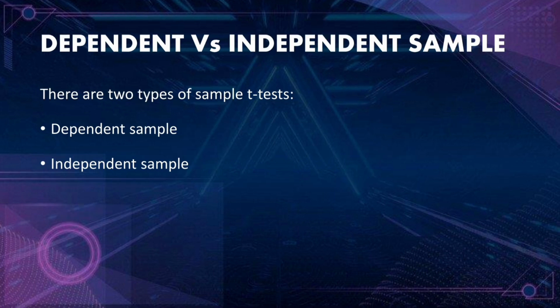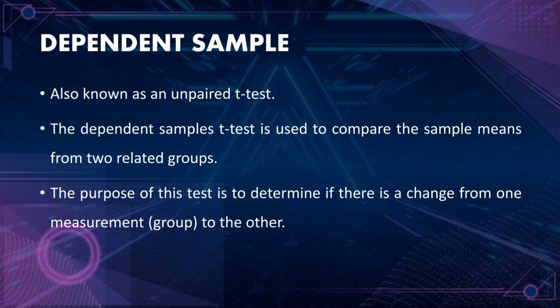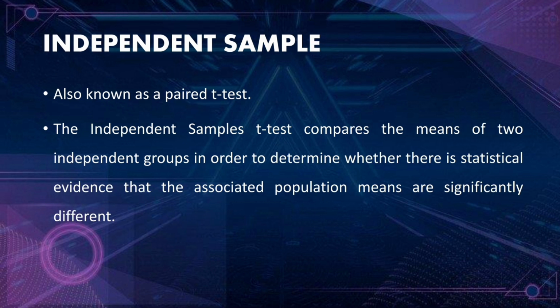Mainly there are two types of sample t-test. First one is dependent sample and the second one is independent sample. Dependent sample is also known as paired t-test. It is used to compare the sample means from two related groups. The purpose of this test is to determine if there is any change from one measurement or group to the other. The next type is independent sample, also known as unpaired t-test. This test compares the means of two independent groups in order to determine whether there is statistical evidence that the associated population means are significantly different.